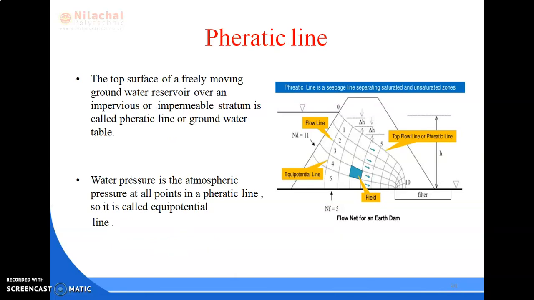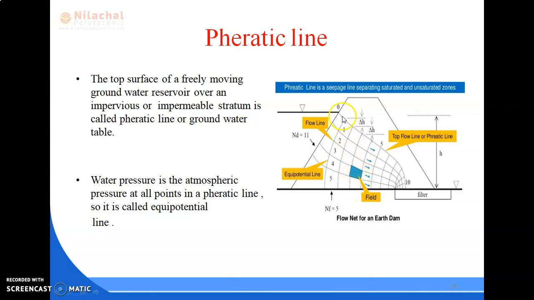So this is a 2-mark question, which is phreatic line. The top surface of a freely moving groundwater reservoir over an impervious or impermeable stratum is called phreatic line or groundwater table. So this is the top line or flow line of water. This is known as the top flow line or phreatic line. This is a dam structure, an earth dam, flow net for an earth dam, and this structure shows a flow net. This is a flow line, this is the equipotential line, and the square box is known as a field.